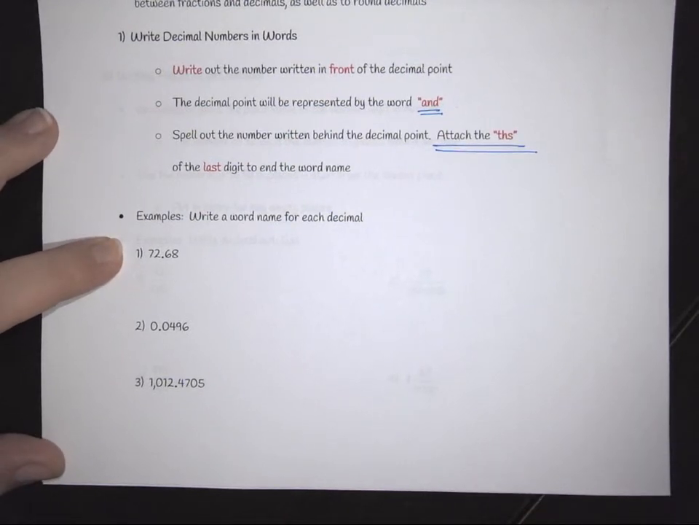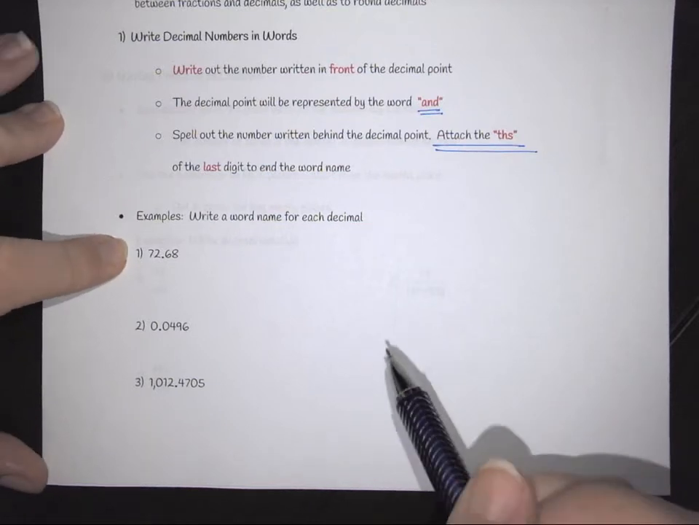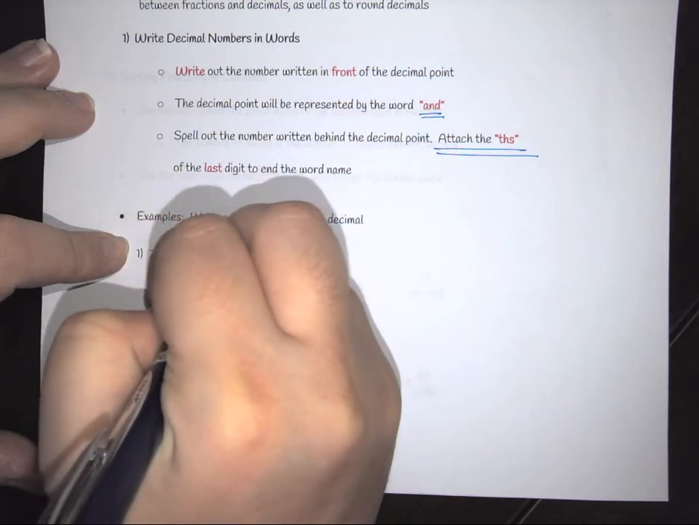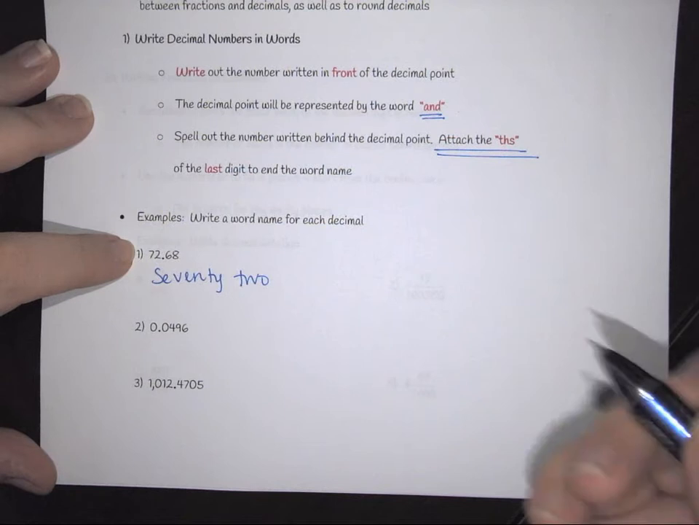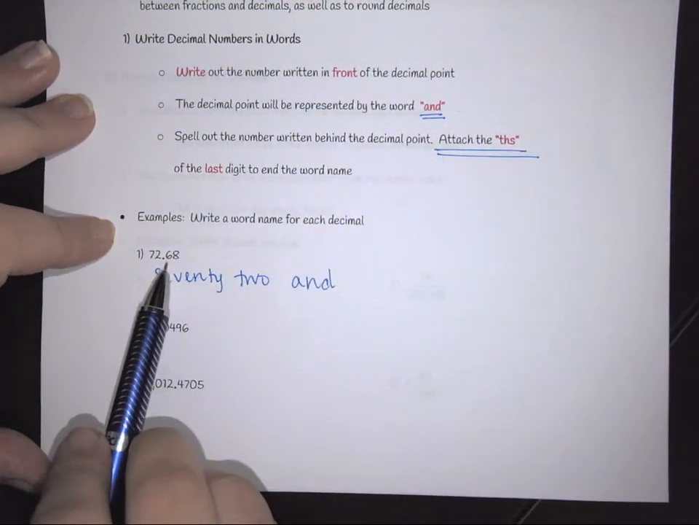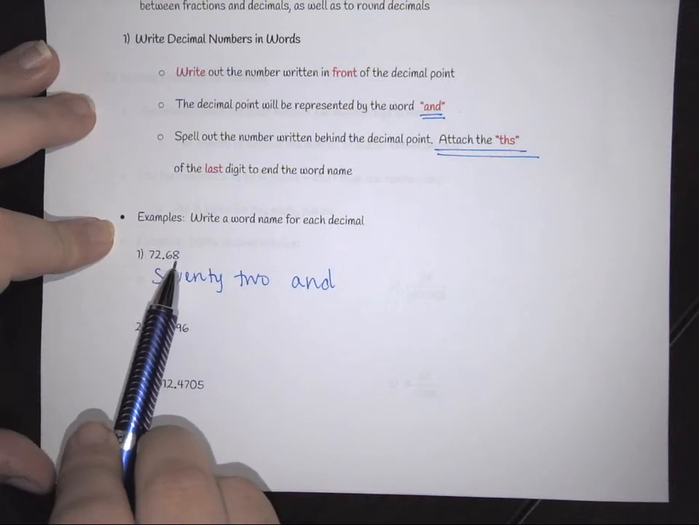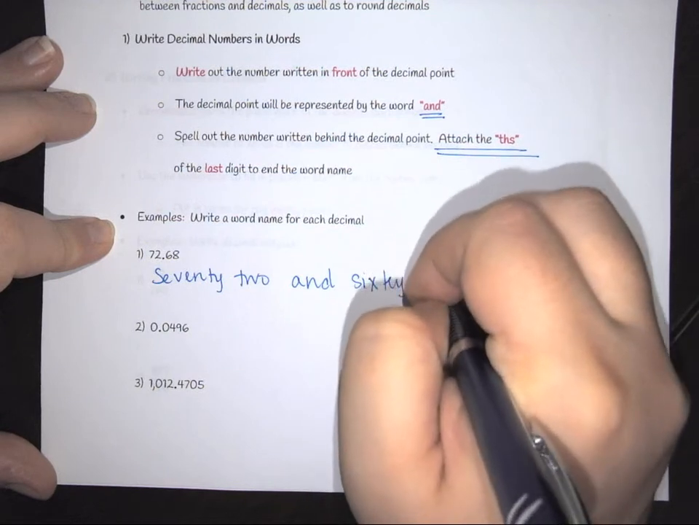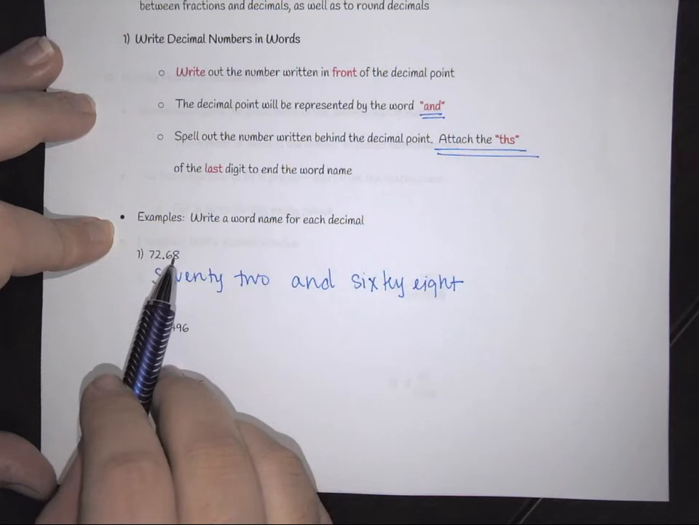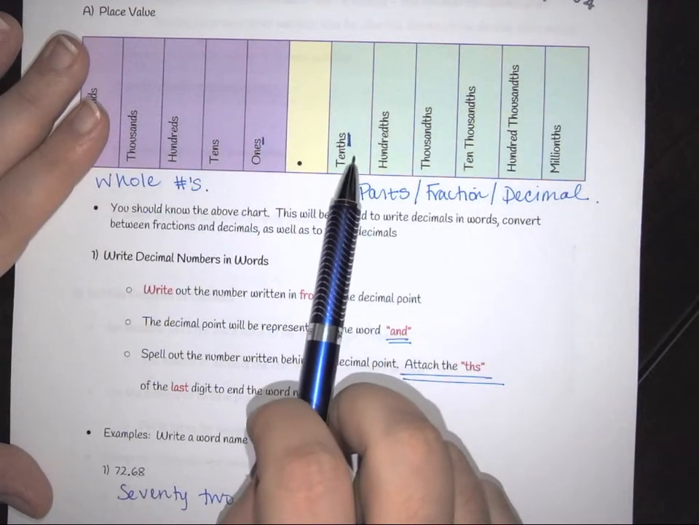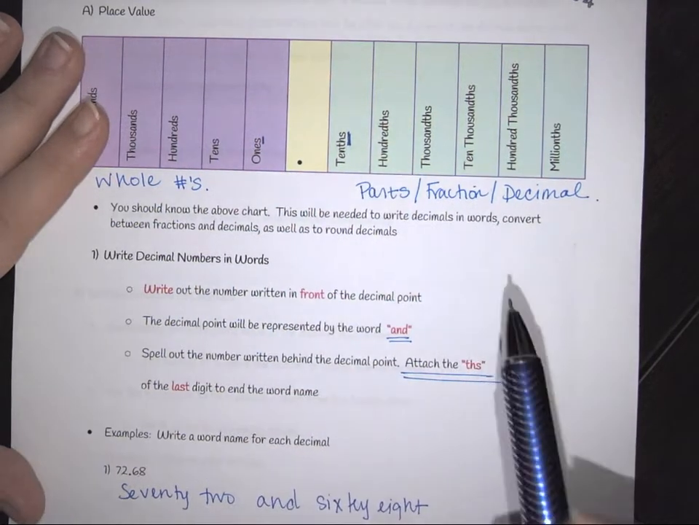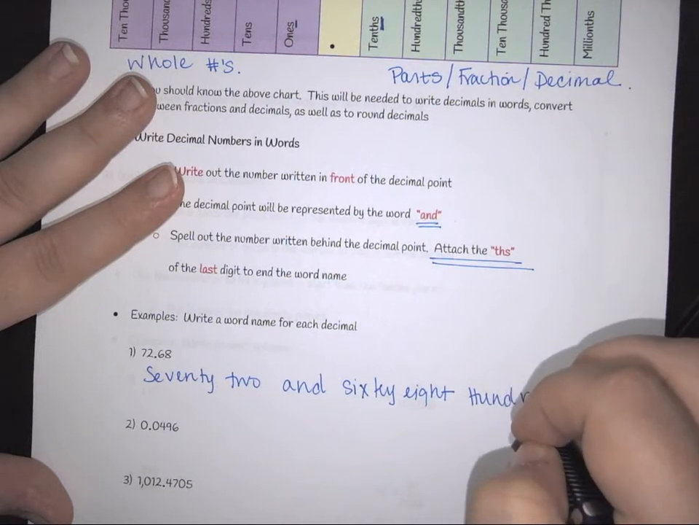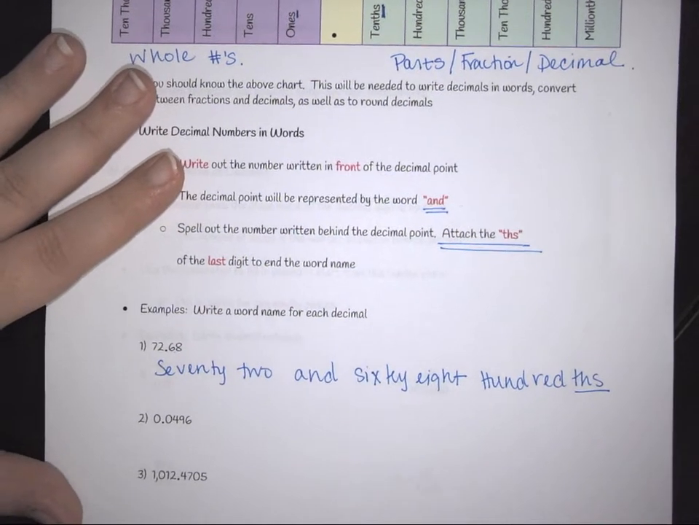The first one I have here is 72.68. To write it out in words, first write the whole number out as a word. This is 72, so we would write seventy-two. We then have a decimal point, so we would use the word "and." Then we look at what this number is: 68. So we write sixty-eight, but then we need to write where it falls. I have two places. Looking at the road map, my first place is tenths, my second place is hundredths. So this would be 68 hundredths. And remember the THS on the end.